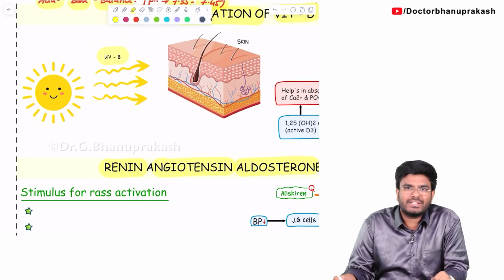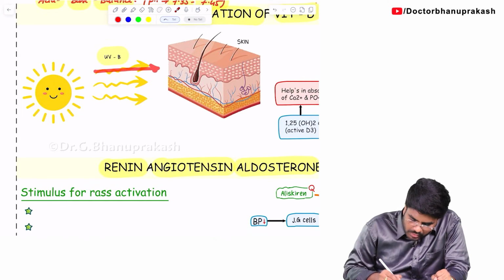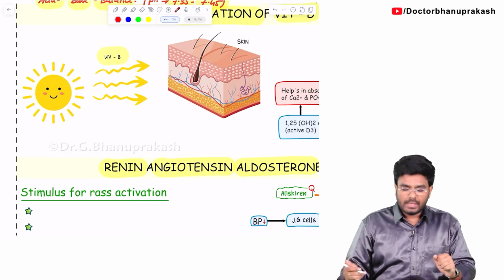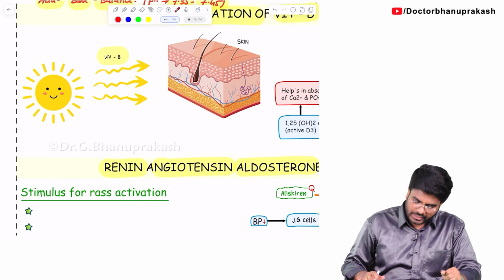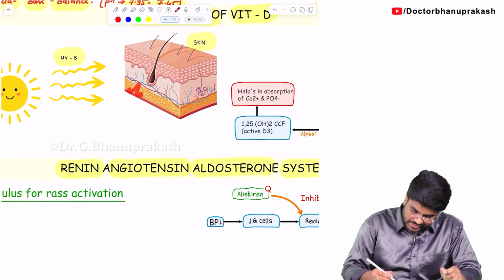See, radiation is a form of energy, right? Now, where is this UVB radiation coming from? When you expose yourself to the sun with a bare body, this UVB radiation comes and touches your skin. Now, in your skin, you have to understand there is cholesterol present.